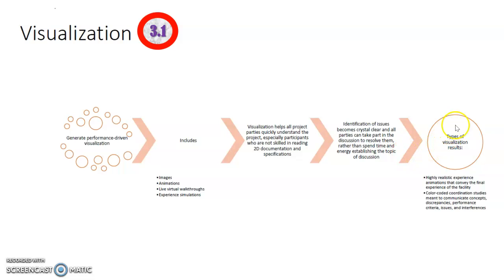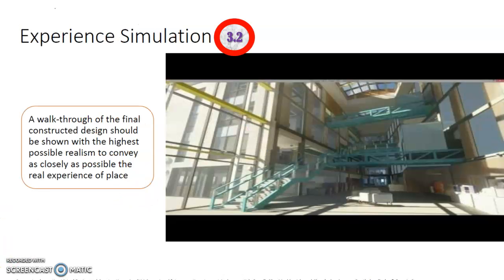The types of visualization results could be highly realistic experience animations that convey the final experience of the facility, or color-coded coordination studies meant to communicate concepts, discrepancies, performance criteria, issues, and interference. VDC Experience Simulation: a walkthrough of the final constructed design should be shown with the highest possible realism to convey as closely as possible the real experience of the place. That will allow the different stakeholders to understand what they are building towards.